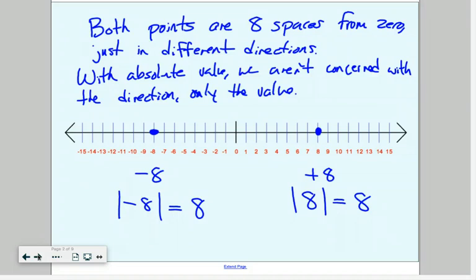For instance, on this number line here, we have two values, one at positive 8 and one at negative 8. Of course, they have different values, but their absolute value is how far away they are from 0. This one is 8 units to the right, so it's 8 units away from 0. This one is 8 units to the left, but it's still 8 away from 0. So ultimately, they have the same absolute value, which is just 8.